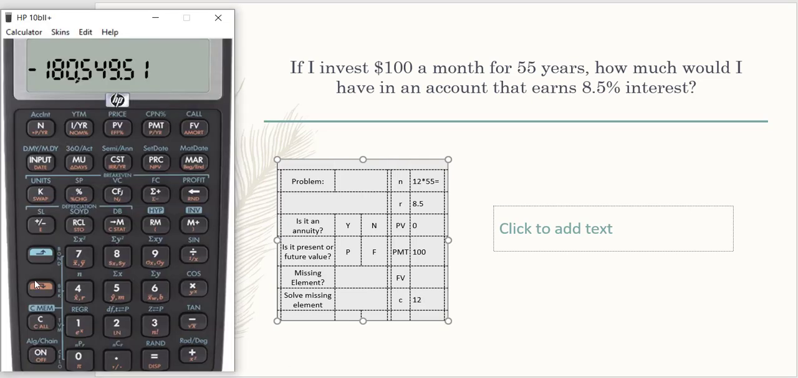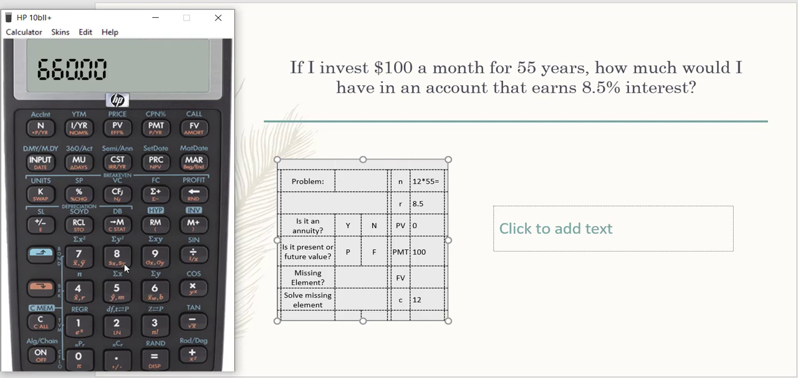And so I'm going to clear my calculator from what I just had. So orange, C. And off the top of my head, I may not know what 12 times 55 is. I can get the calculator to help me with this step. 12 times 55, and I hit enter. So that is 660 payments over that entire time. Why I chose 55 is, let's say you retire at 75 years old. That gives you from 20 to 75 years old putting $100 in a month. And so that is my N.